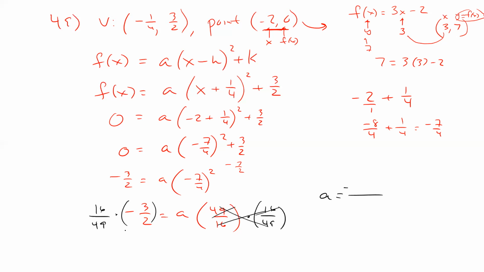48 over 96. This becomes a 1. That becomes an 8. Negative 24 over 49. And is that the answer? Sweet. Okay. Not done yet. One more thing to do. We have to actually write out our problem here. So f of x is equal to, there's my a value. My a value is that big giant thing. And then it's x plus 1/4 squared plus 3/2. And we've got ourselves the solution, the equation.